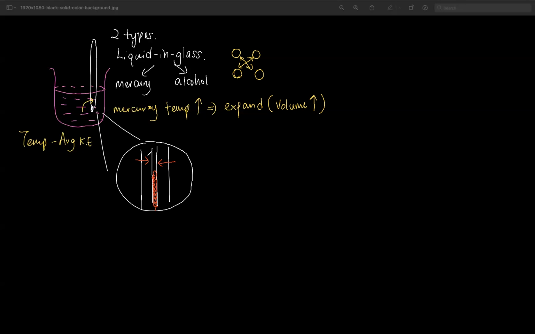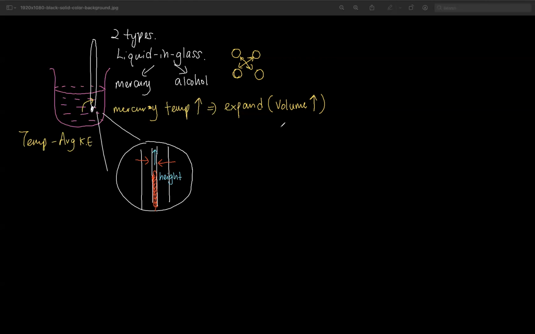So when the mercury expands, where will it go? There's only one way for it to go, which is to rise. Okay, it cannot go to the side. So it will rise, it will increase in the height or increase in the length. Okay, I'll just call it height. Okay, expand, increase in height.